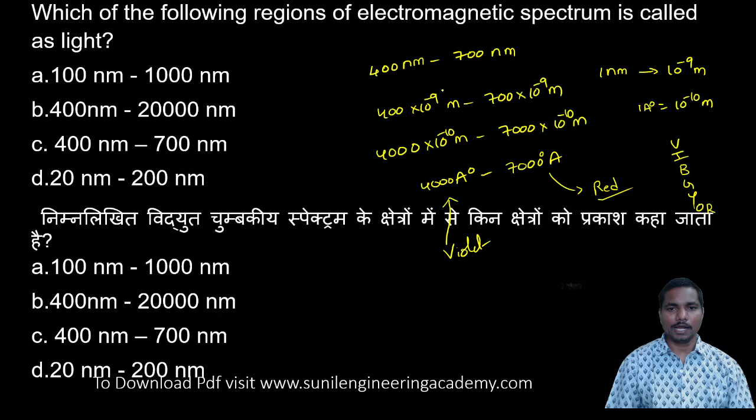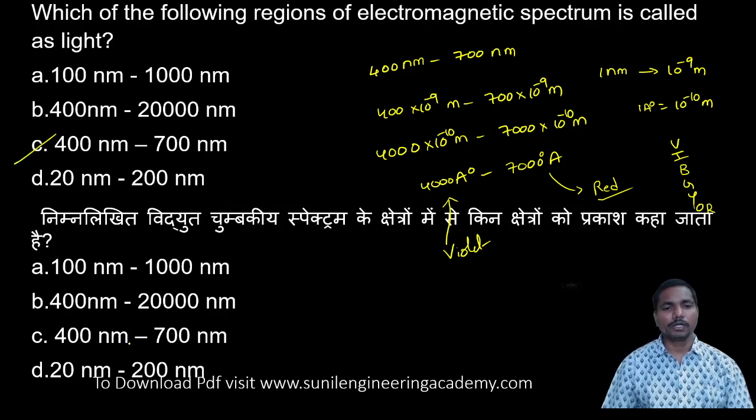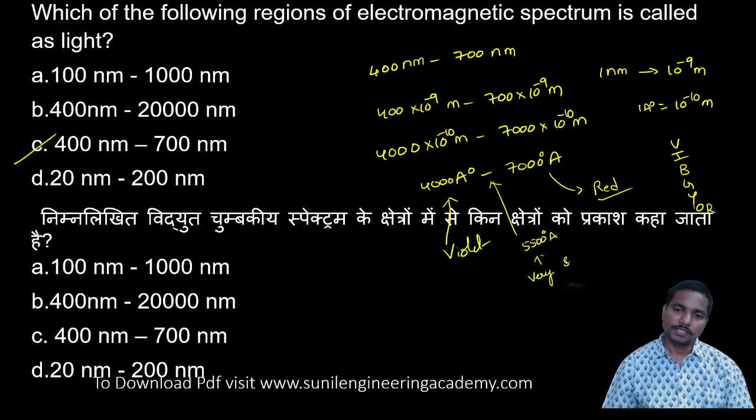Okay, so here nanometer is given, meaning 400 nanometer to 700 nanometer, and our human eye is very sensitive to 5500 angstrom, bluish green. Our human eye is very sensitive.